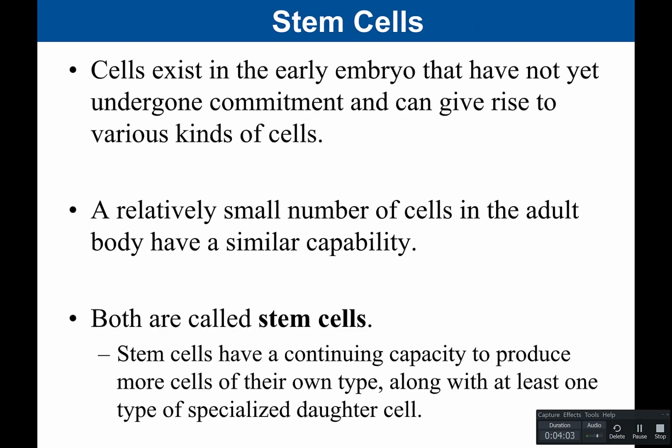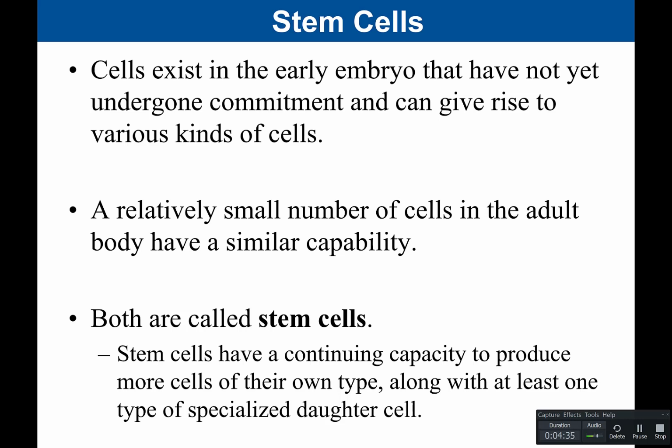Cells in the early embryo that have not undergone commitment can give rise to various kinds of cells. And a relatively small number of cells in the adult body have a similar capacity. And both are referred to as stem cells. And so stem cells have a continuing capacity to produce more cells of their own type, along with at least one type of specialized daughter cell. So again, they can give rise to more of themselves and at least one other specialized type.